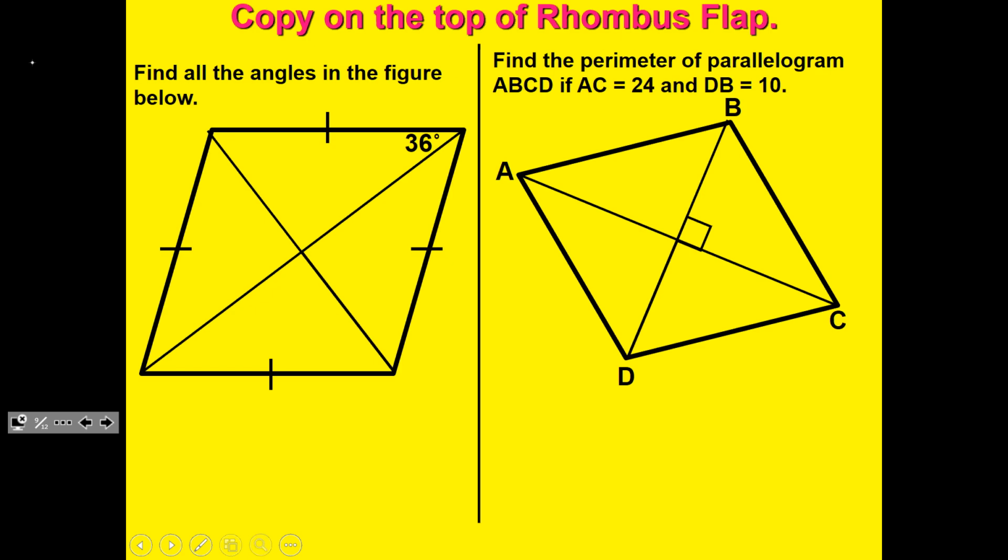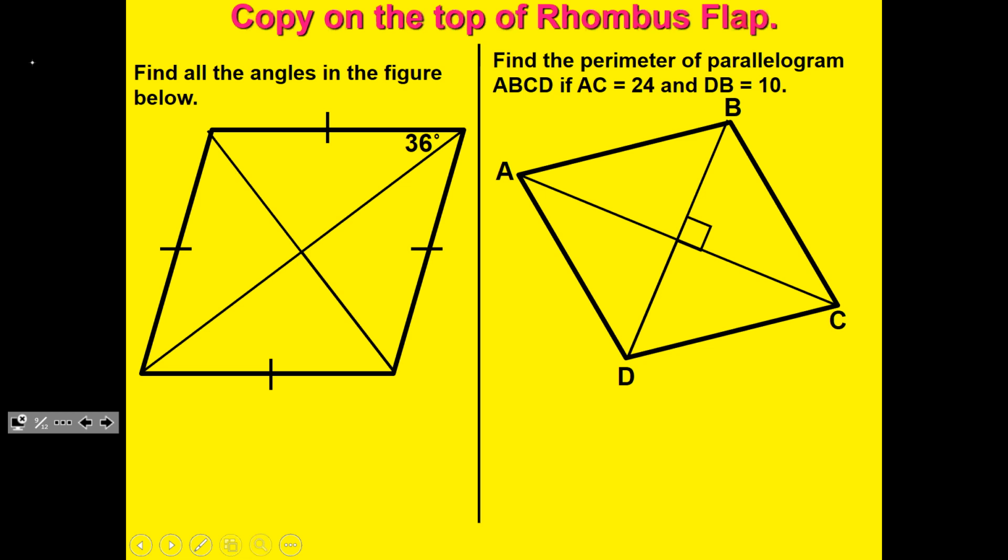So again, this is for the top flap to copy down a couple of examples. So draw this picture, and they want us to find all of the angles in the figure. Okay, well if this angle is 36, okay, first of all, what am I going to know if this is a rhombus about all of the angles around here? They're all 90 degrees, right? So then if this is 90, then this one's 90, then this one's 90, then this one's 90.